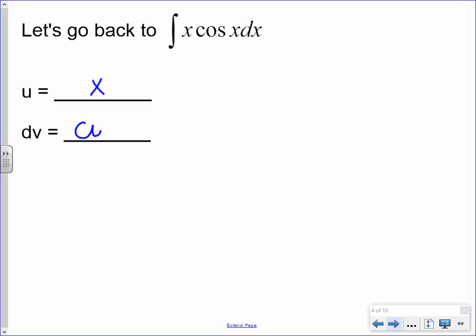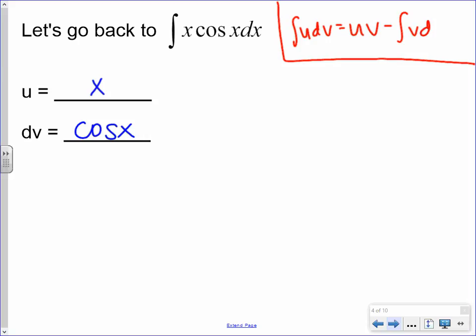Zach is suggesting x and cosine of x. I do like to pick polynomials for u as much as possible. If you have a polynomial as one of your products, then making it u is probably going to be best. So if u is x and dv is cosine of x, let's write that up for reference. If u is x, what is du? 1 dx, right? We're using differentials here. If dv is cosine x, then v is sine, yeah.